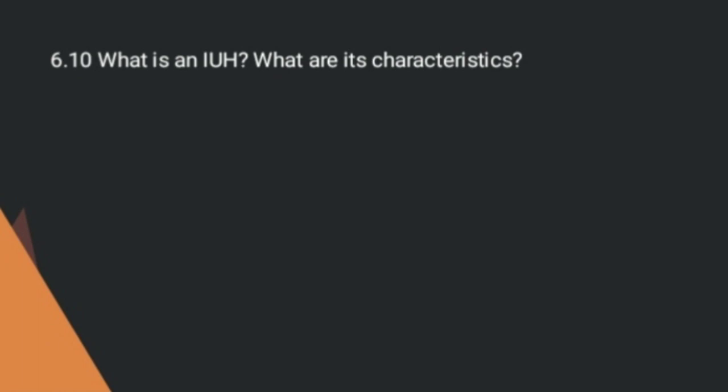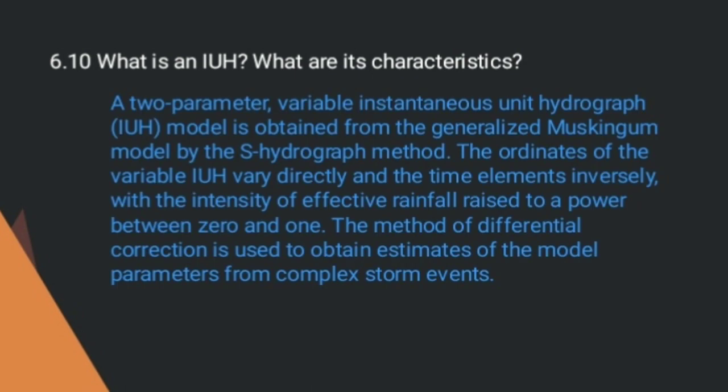6.10 What is an IUH? What are its characteristics? A two-parameter variable instantaneous unit hydrograph, or IUH model, is obtained from the generalized Muskingum model by the S-hydrograph method. The ordinates of the variable IUH vary directly and the time elements inversely with the intensity of effective rainfall raised to a power between 0 and 1. The method of differential correction is used to obtain estimates of the model parameters from complex storm events.